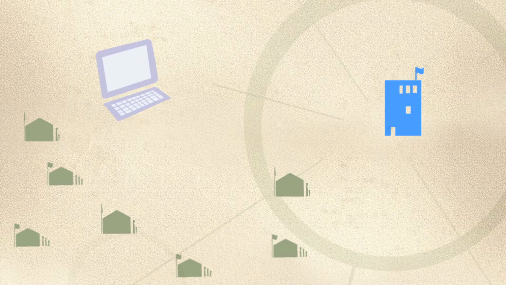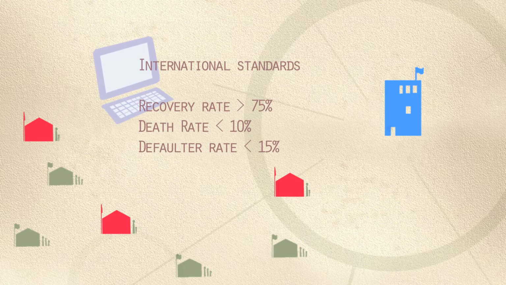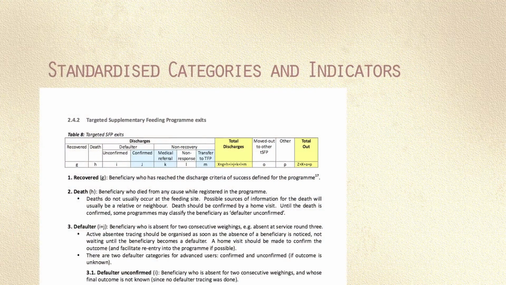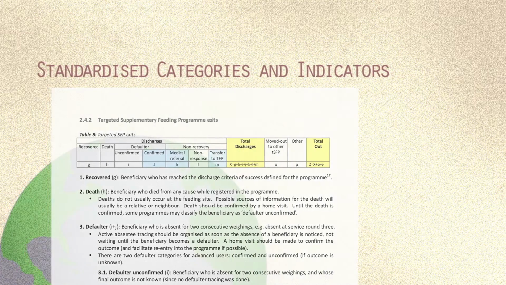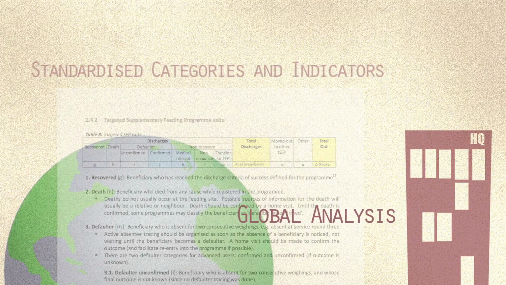CMAM Report highlights health facilities that do not meet internationally accepted standards to help improve the overall quality of your work. Standardized reporting categories and indicators make your CMAM program comparable with programs you run in other countries and allow global analysis from your headquarters.